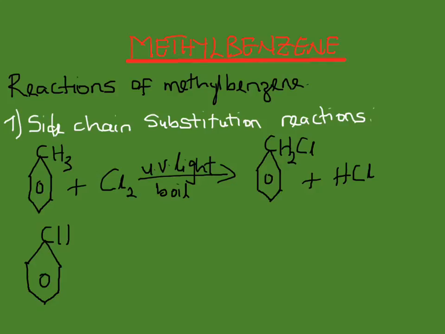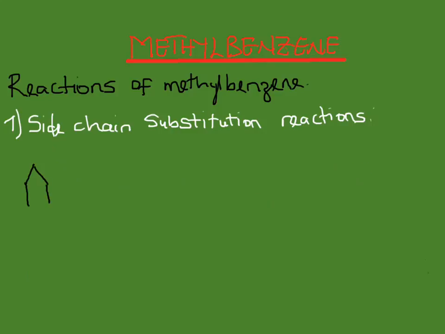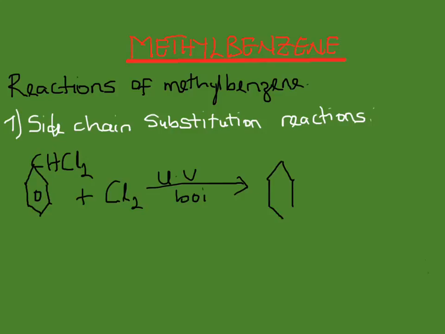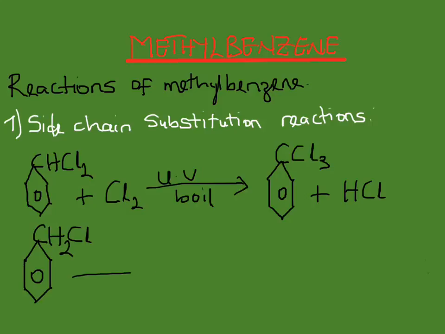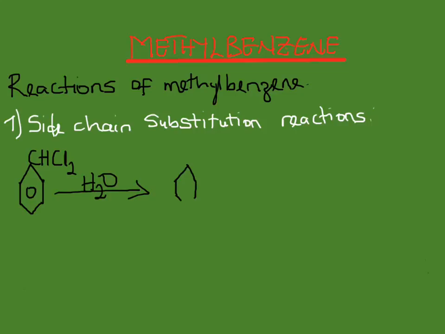We have chlorine reacting with methyl benzene in the presence of UV light and boiled to give us chloromethylbenzene and hydrogen chloride. Next, chloromethylbenzene, reacting with more chlorine, is going to yield dichloromethylbenzene. Now, we'll be looking at the next reaction there, where we have dichloromethylbenzene reacting with more chlorine in the presence of UV light to yield us another substituted compound.